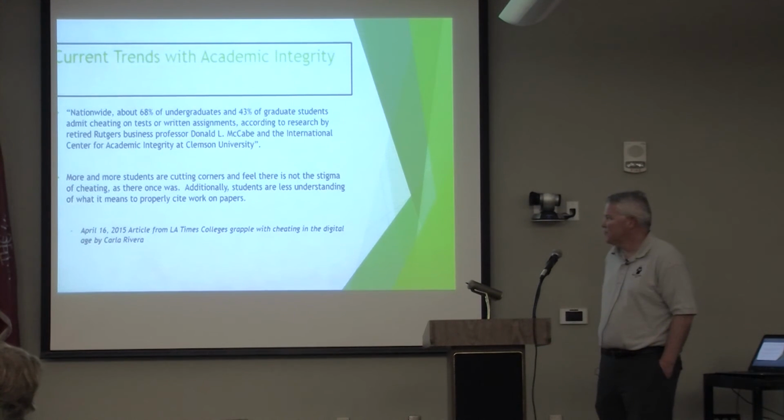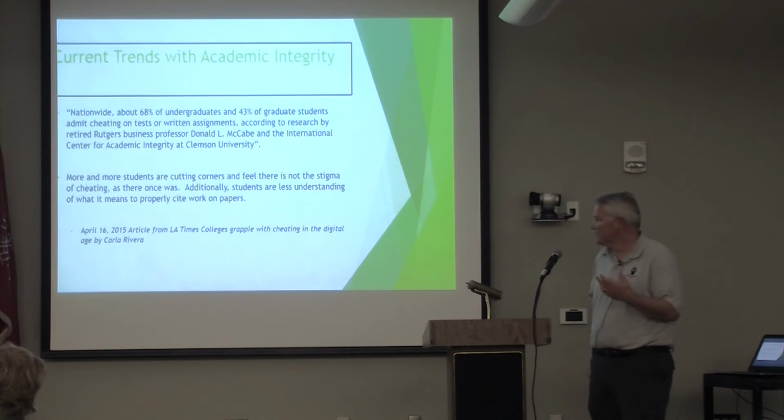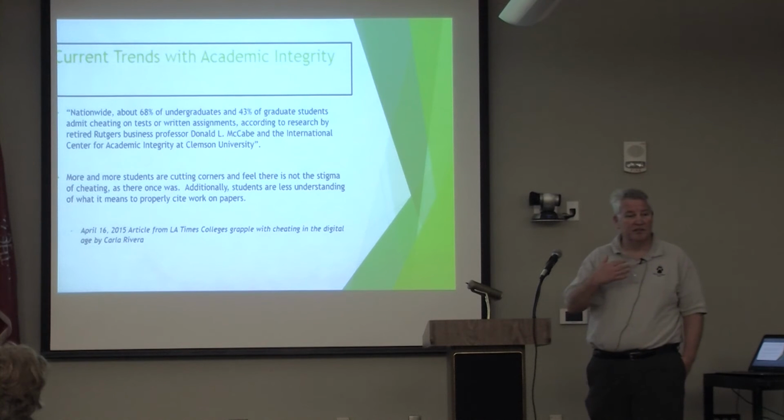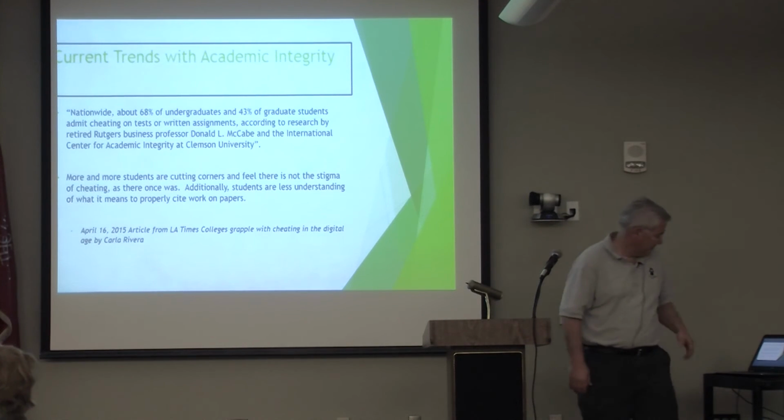Some of the things that were said: more and more students are cutting corners and feel there's not the stigma there used to be for cheating. They feel, kind of, everybody does it, so this is the way we cut corners. Additionally, students are less understanding of what it means to properly cite work. I mean, it's the way they were taught in high school. There are a lot of different ways to do that, and I know that was just mentioned. But again, you want to make sure you address that right at the beginning of your class.